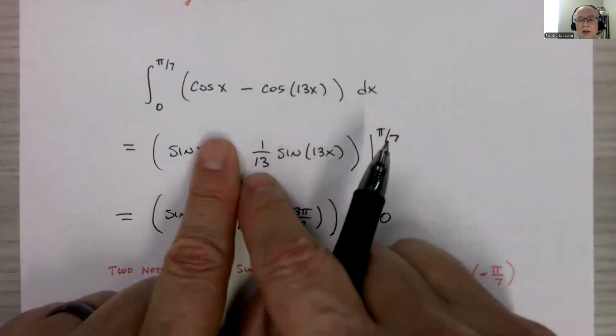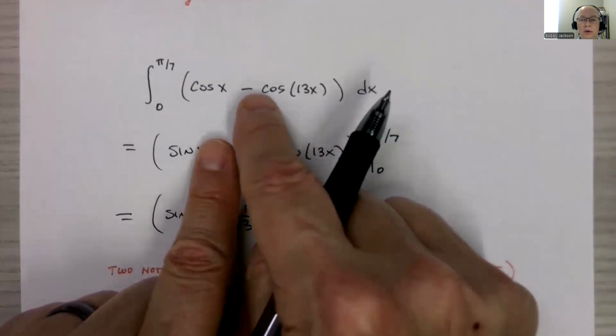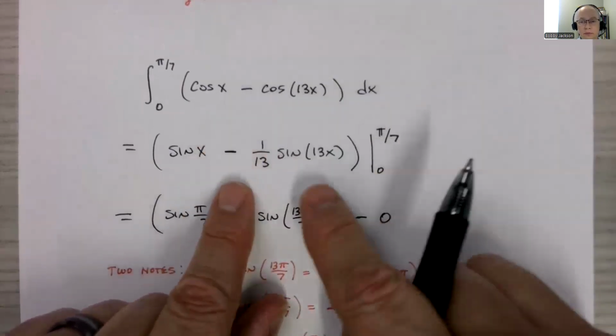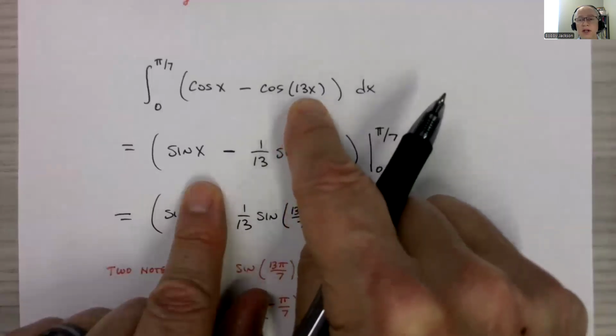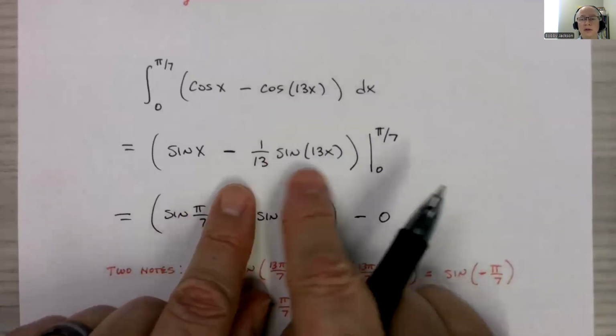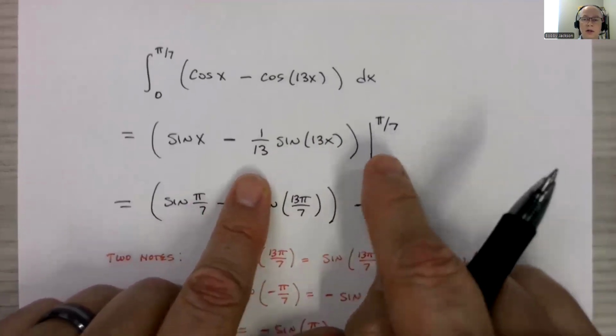So this 1/13 will multiply that 13, giving me a coefficient of 1 here, or -1. So that's just a simple u substitution. If you let u be 13x, you can derive this antiderivative. So be careful about that. All right, now comes the fun part.